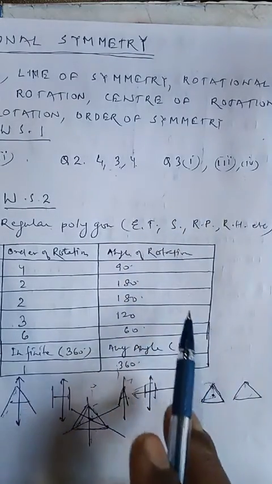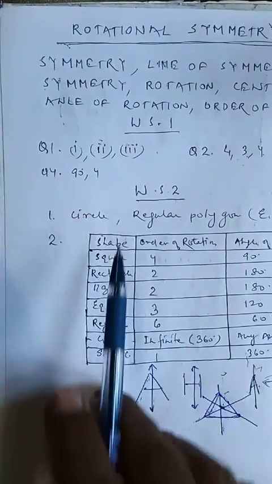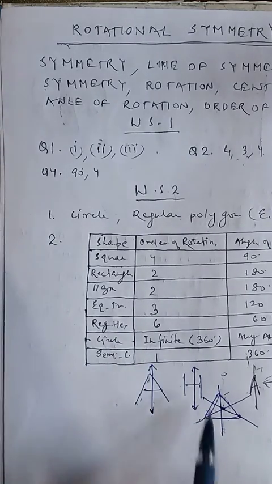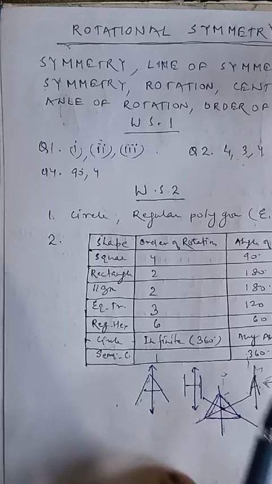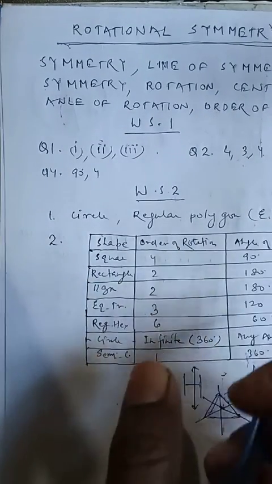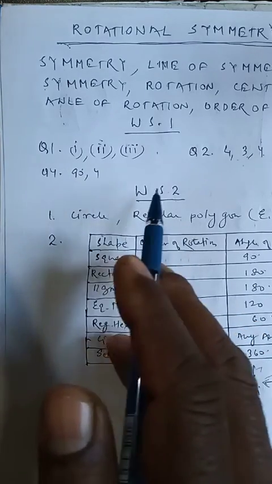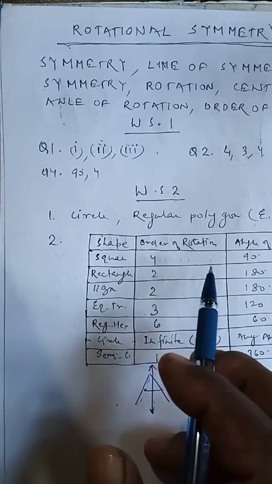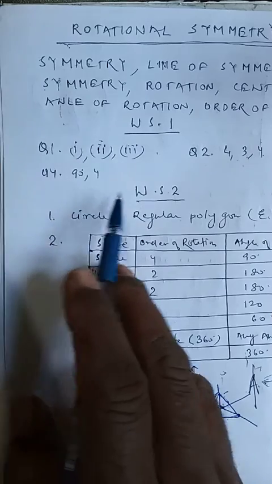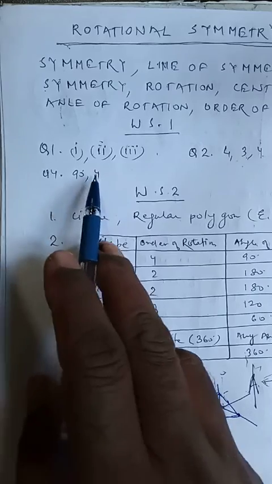For question number 4, we are given the symbol of swastik. As you see at your home during Diwali and other pujas, the swastik symbol is given. When this swastik symbol is rotated by an angle of 90 degrees, we get the original figure. So its angle of rotation is 90 degrees, and the order of rotation, the quotient of 360 and 90, is equal to 4.